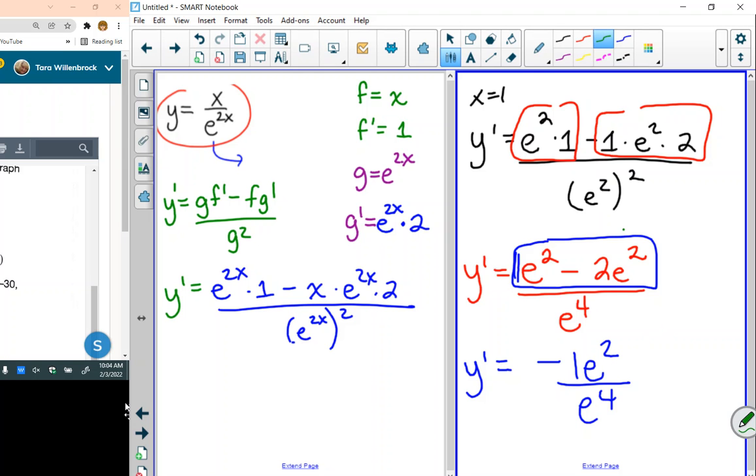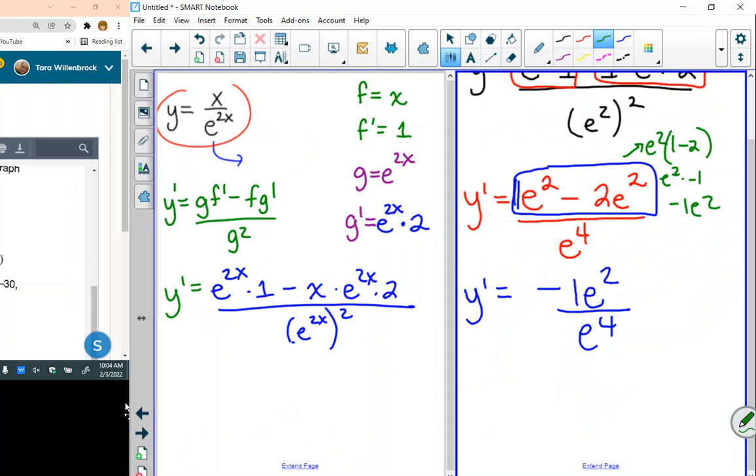Another way to think about this is you could look at both of those and say, hey, I can factor out an e squared. And e squared times 1 minus 2 would be e squared times negative 1, or negative 1 e squared. So that's a second version. This is one version of that answer. This is a second version of the answer. A third version of the answer looks like that.